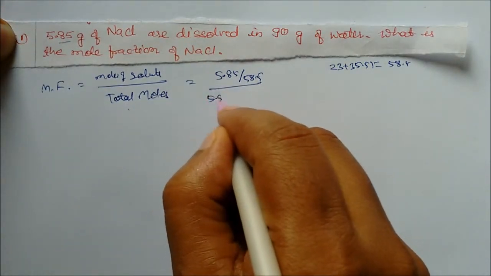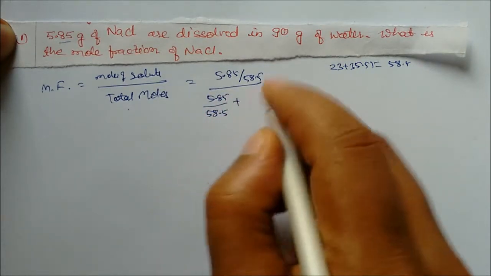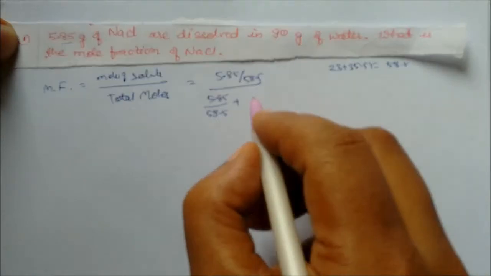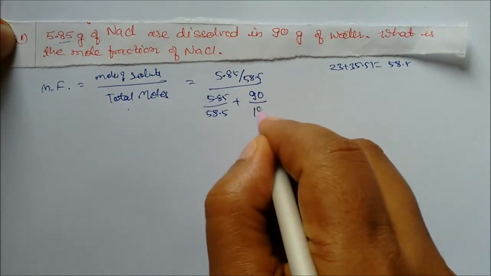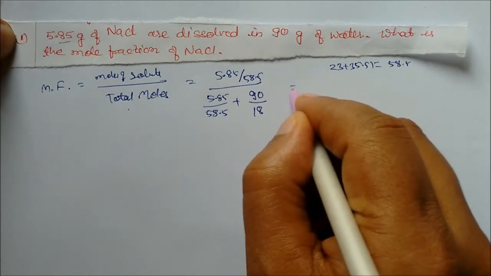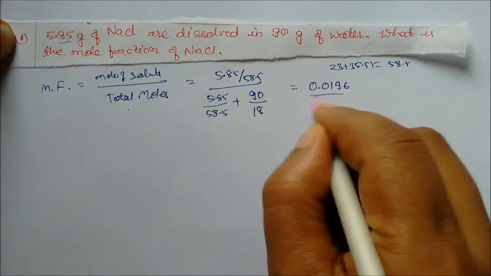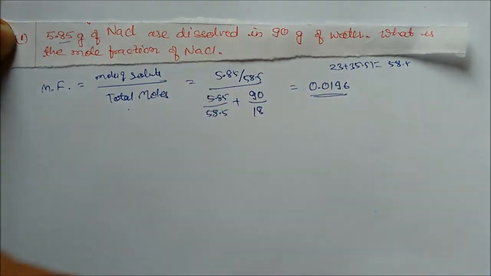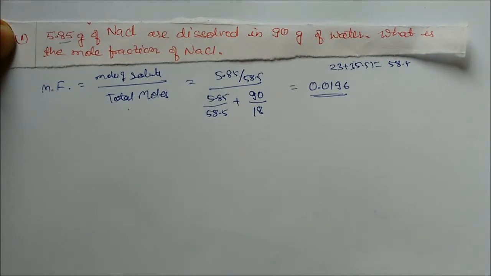So 5.85 divided by 58.5 plus moles of water. For water they have given weight 90, and the molar mass of water is 18. If you solve this problem, you will get the answer 0.0196. This is the mole fraction of NaCl, the solute. The mole fraction of solute plus solvent is always equal to 1, so the mole fraction of water will be 1 minus 0.0196.